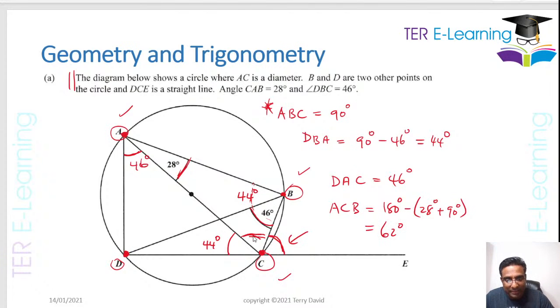So that's 180 minus 28 plus 90, and that's going to give me 62 degrees. So this angle here is what I just worked out, 62 degrees. So you know this is 44, you know this is 62. Well, we can work this out easily now. That angle there is simply going to be 180 minus brackets 44 plus 62, and what I'm going to get there is 74 degrees.